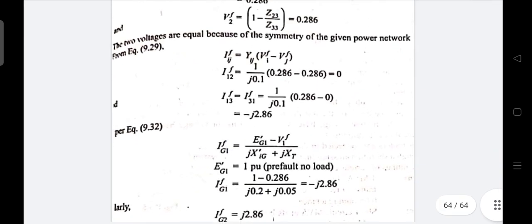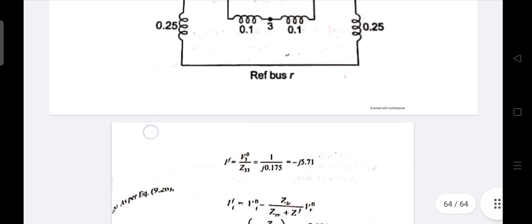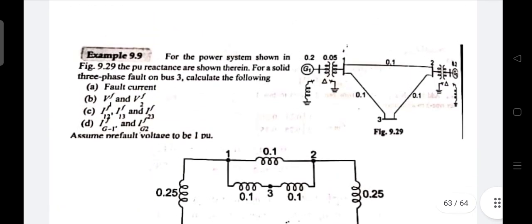Okay, so this is the formula and this is the example. We can use Z-bus calculation to find our fault current and voltage also. Okay, so from the next lecture we will see a new chapter, symmetrical components.